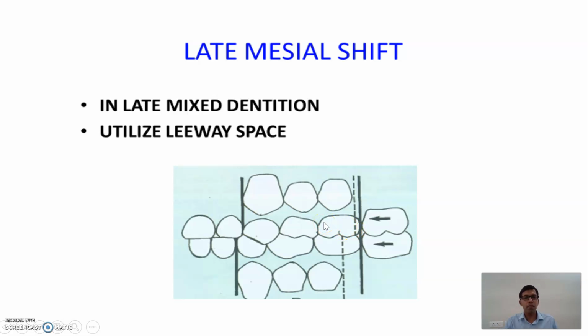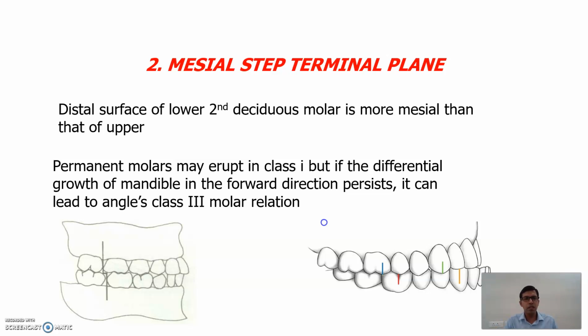The leeway space in the maxillary arch half segment is 0.9 mm. For the whole maxillary arch, it is 1.8 mm. Whereas the leeway space in the mandibular arch is 1.7 mm, and for the whole arch, it is 3.4 mm.